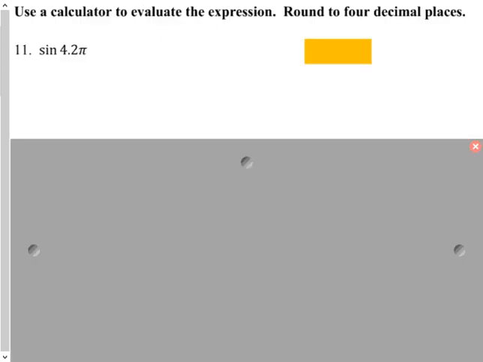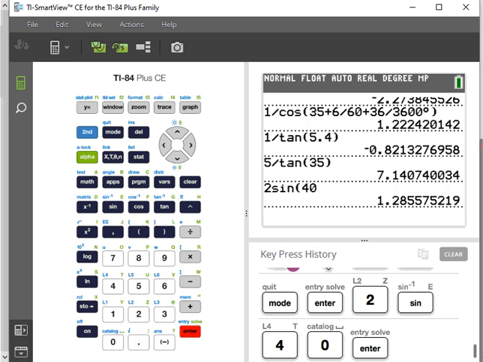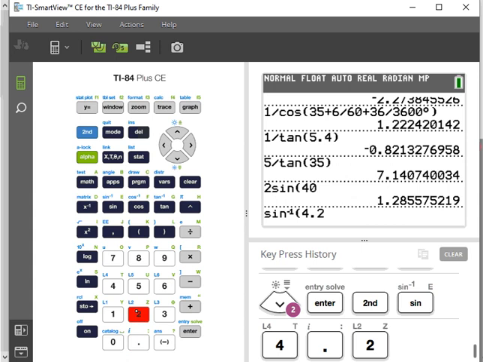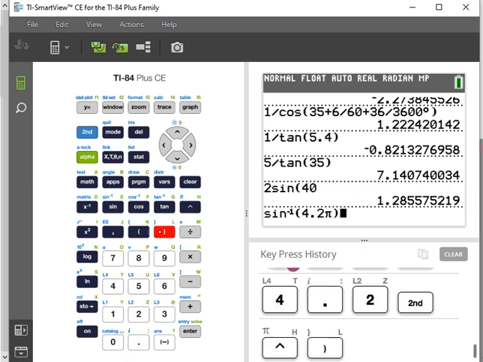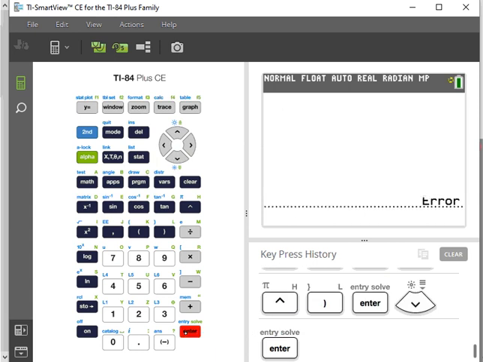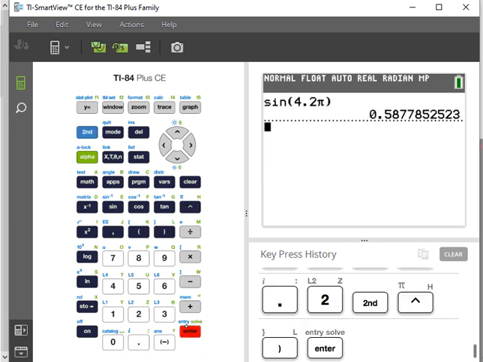Wrapping it up, we've got a couple more. Plug them in your calculator, and in the rare time where we are actually rounding to 4 decimals, we've got sine of 4.2 pi. Now, this is radians, so we need to hit mode and go back to radians. Sine of 4.2 pi. Now, some of you are doubting that 2 pi is the period, how it works.